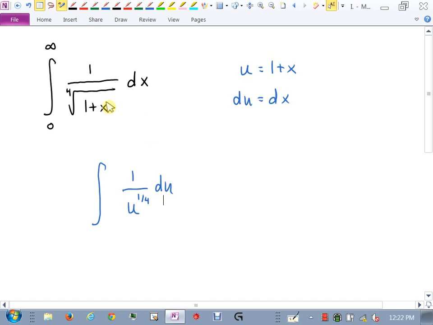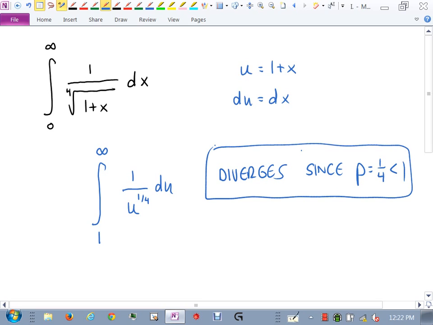Can you change the limits of integration now? If x was 0, then what's u? 1. If x is infinity, what's u? Infinity plus 1? Infinity. Can we use what we just did in class a second ago? x to the p, right? This is 1 over x to the p. p here is less than 1. This diverges. I'm just going to put since p equals 1/4 is less than 1. You don't have to go through the work.